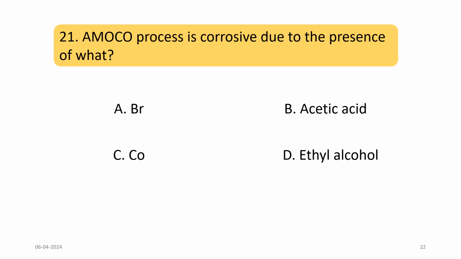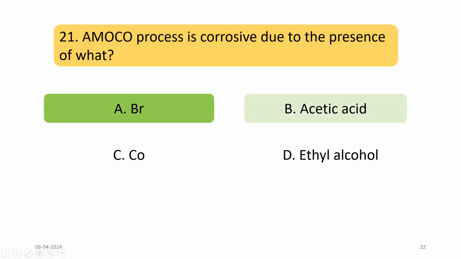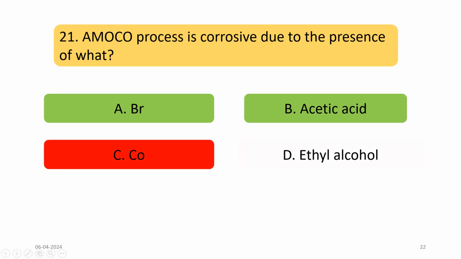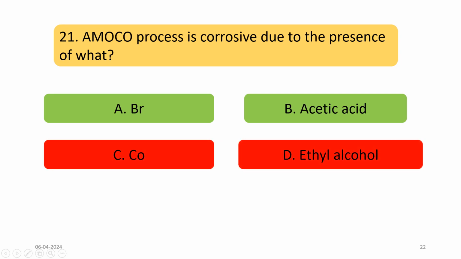The Amoco process is corrosive due to the presence of bromine, that is the sodium bromide form, and the acetic acid, not because of the catalyst or the ethyl alcohol. Ethyl alcohol has no contribution in the reaction at all. So it is only because of the bromine and acetic acid that the Amoco process is corrosive. That is why, to reduce the corrosion, we use Hastelloy C or titanium for the reactor material.